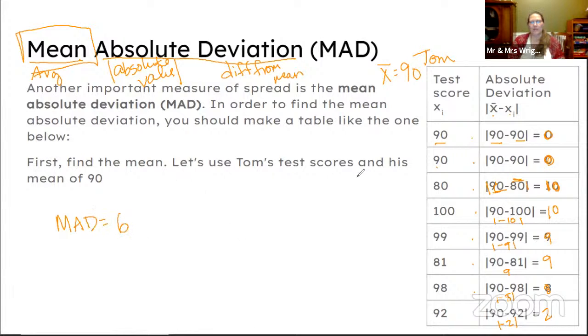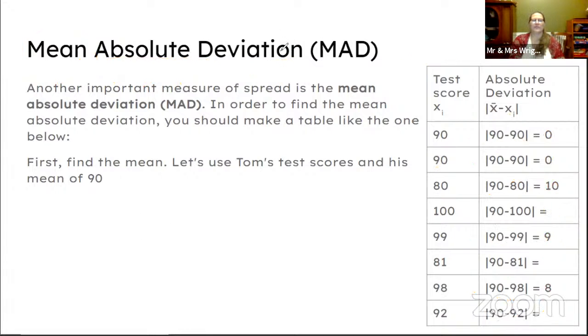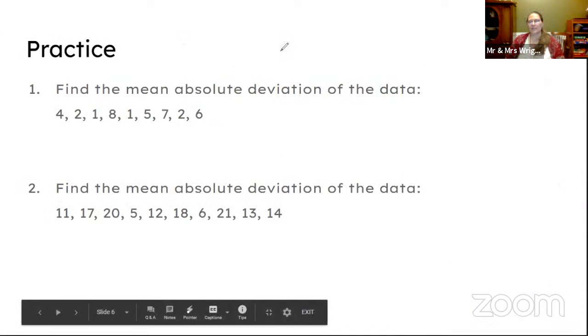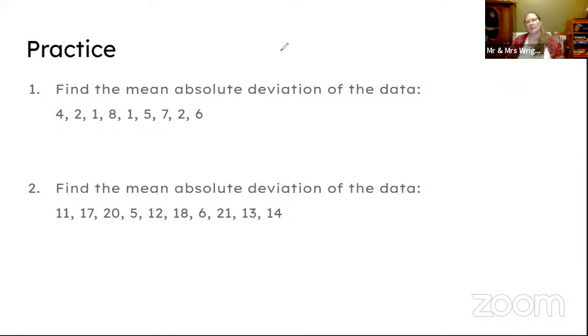I added them all up. I summed up all of the absolute deviations and I divided by 8, and that gave me 6. That's the mean absolute deviation. See, it's easy. It's just long. Now, I've got some practice for you. Go ahead and pause the video. Do these on your own.